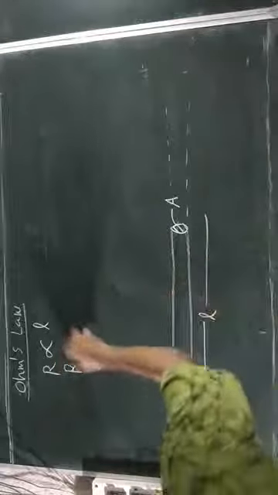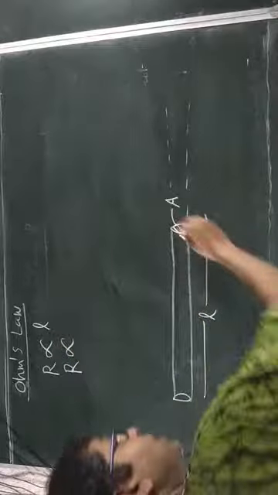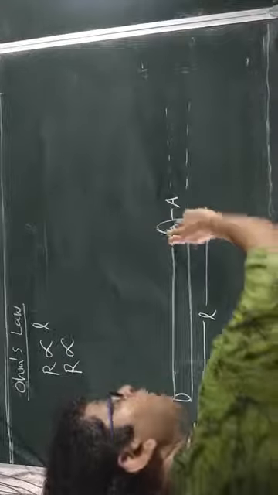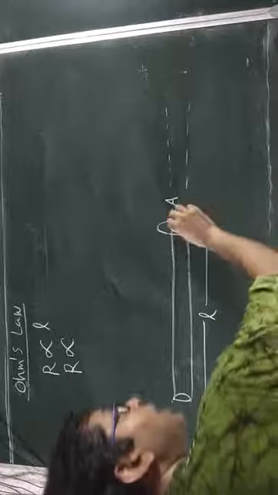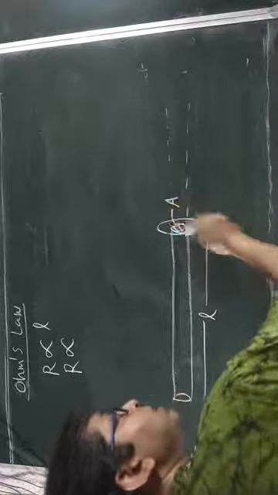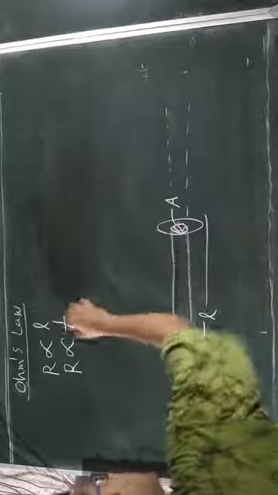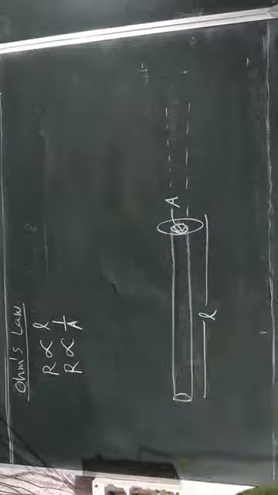So when there is a bigger cross section, resistance is low, flow is more, and when there is a smaller cross section, the resistance is high and flow is less. So it is inversely proportional to the cross sectional area.